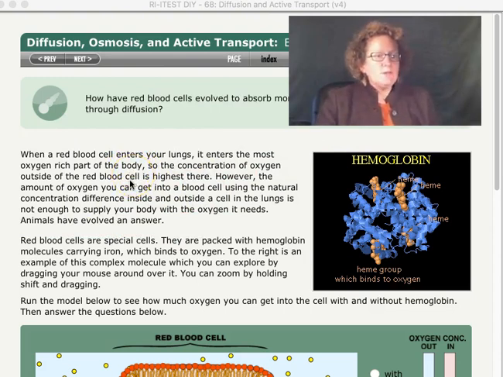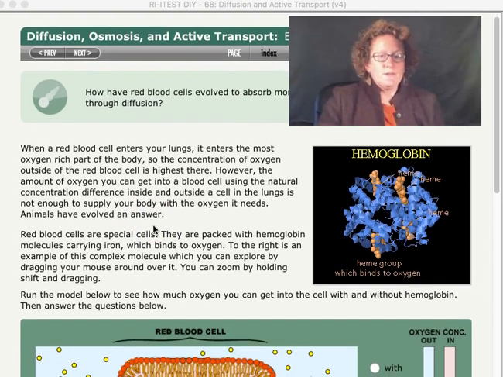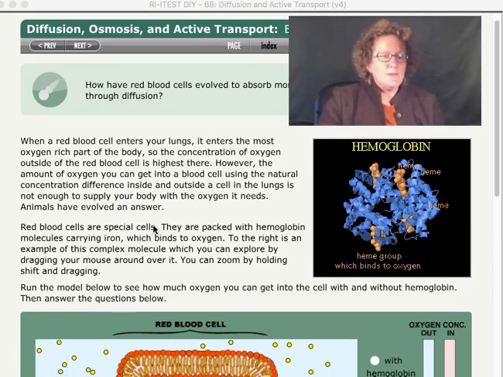So the concentration of oxygen outside the red blood cell is highest. We learned that in the last section. However, the amount of oxygen you can get into a blood cell using the natural concentration difference inside and outside the cell in the lungs is not enough to supply your body with all the oxygen it needs. For instance, right now your brain is using a lot of oxygen because you're thinking. Brains are oxygen-hungry organs. So animals, fortunately, have evolved an answer to get more oxygen into their bloodstream.